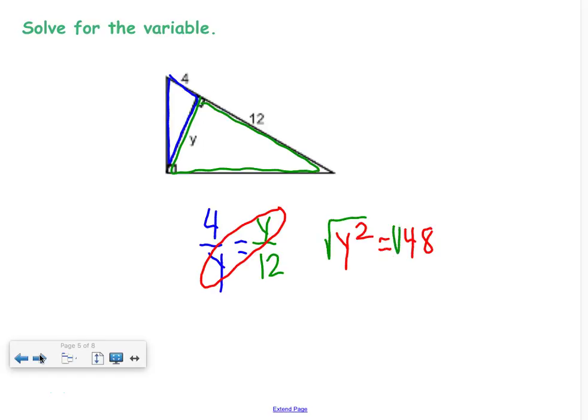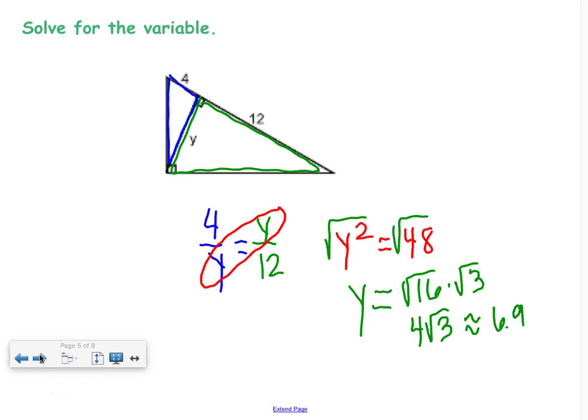Let's simplify the radical. What perfect square evenly goes into 48? 16. 16 times what? 3. What's the square root of 16? 4. So we're at 4 root 3. And what is that approximately? 6.9.